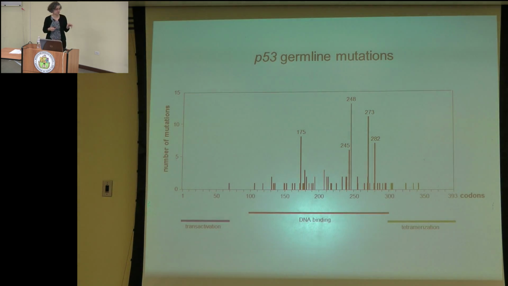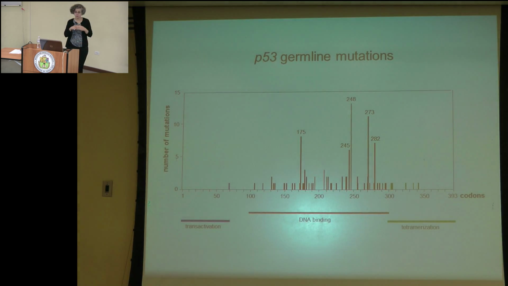So as I told you, p53 is a transcription factor. It has to bind DNA and activate transcription of a large number of genes. And so the mutations here disrupt or dampen the ability of p53 to bind DNA and to activate transcription.